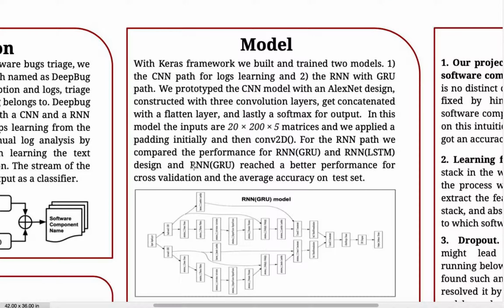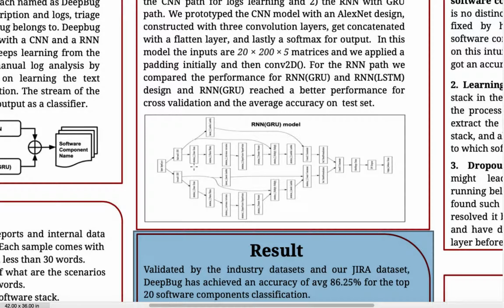We have built our models with the Keras framework, and the CNN path was based on AlexNet. For the RNN path, we compared the GRU model with the long short-term memory design, and it turns out that the RNN with GRU units reaches better performance. So here is a profile of the RNN path model.